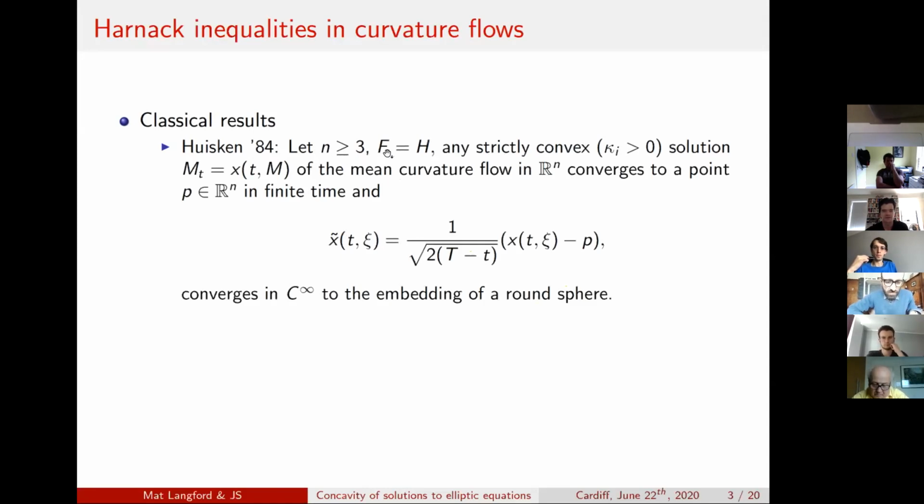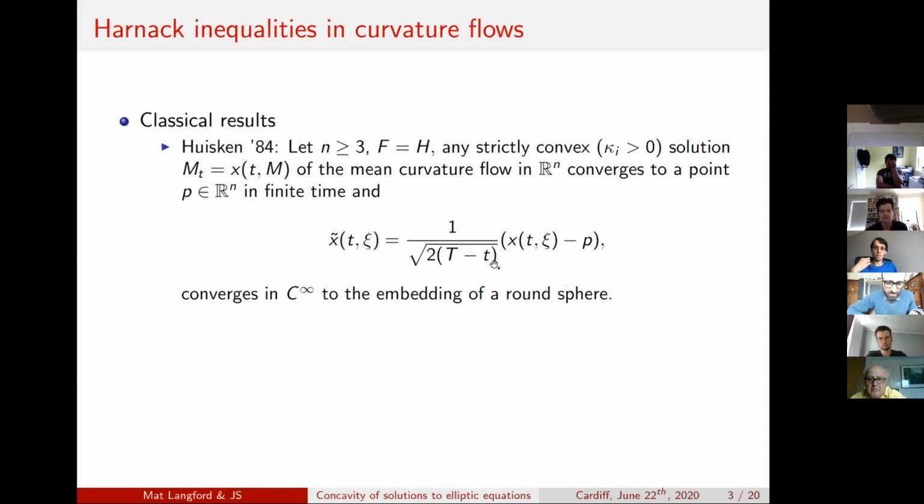If n is greater or equal than 3, so you don't have curves but you have surfaces moving, and f is the mean curvature, and we suppose that we have a strictly convex flow. So every hypersurface of the Euclidean space bounds a convex body. That's equivalent to saying that the principal curvatures are positive. Then any such solution exists for a finite amount of time, which we denote by capital T. And in finite time, this flow converges to a point in the ambient space, in the Hausdorff topology, if you like, and then you can blow it up by a rescaling factor to actually see something.